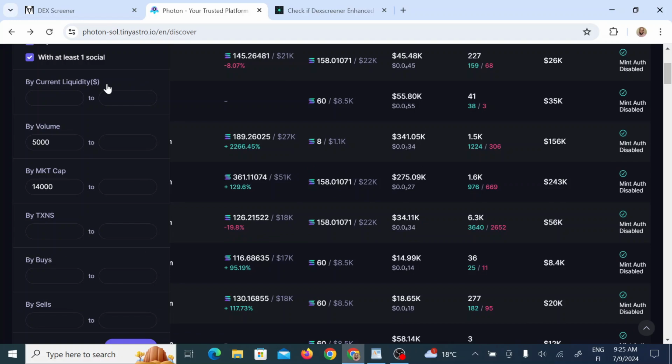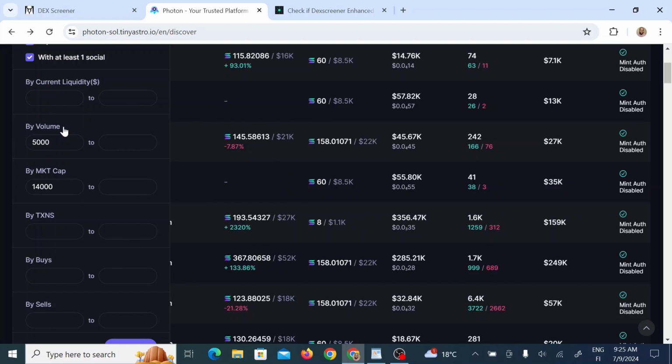So next, you have an option to customize the liquidity, the volume, market cap, transactions, the number of buys, and the number of sales. But for me, I only focus on the volume and the market cap. And this is what we call the pricing data. So first, the volume is what determines whether the price of a coin is going to skyrocket. It's basically what drives the price of the coin. So I usually set the volume to at least 5,000. You can also put a maximum, but I don't do that.